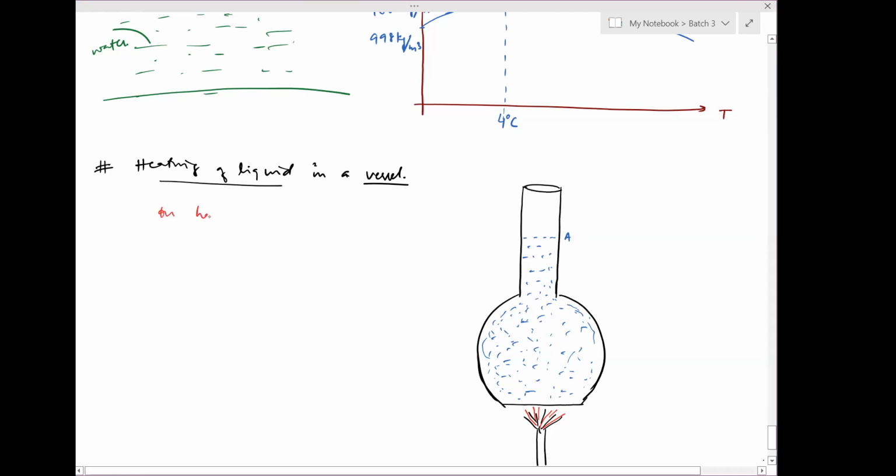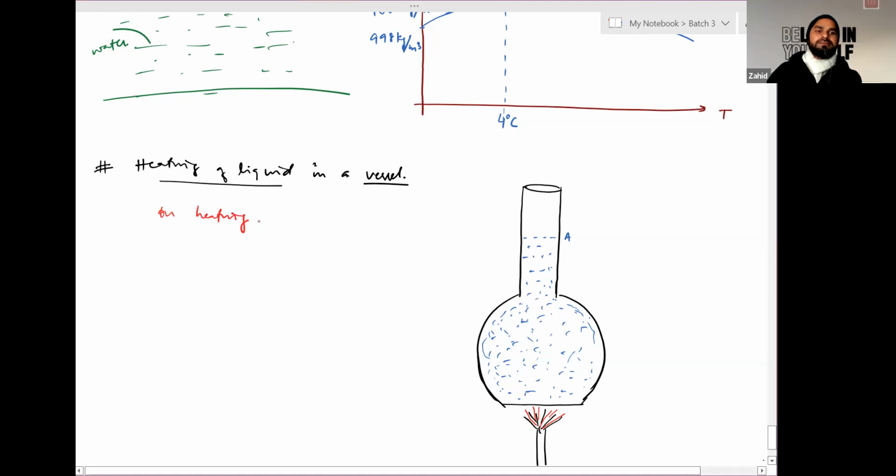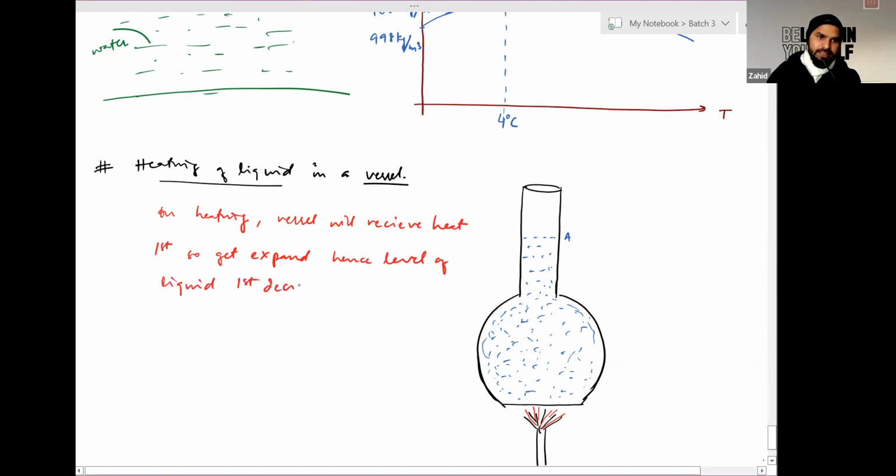So you'll say on heating, the vessel will receive heat first, so it gets expanded, hence the level of liquid first decreases, then increases due to its own expansion.